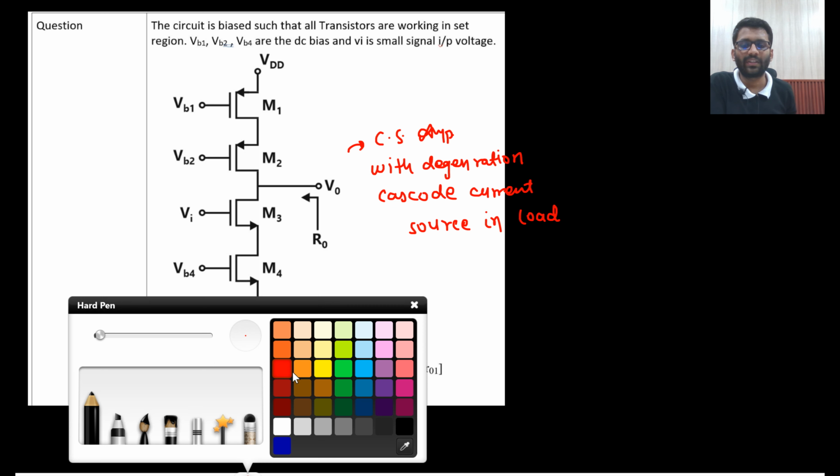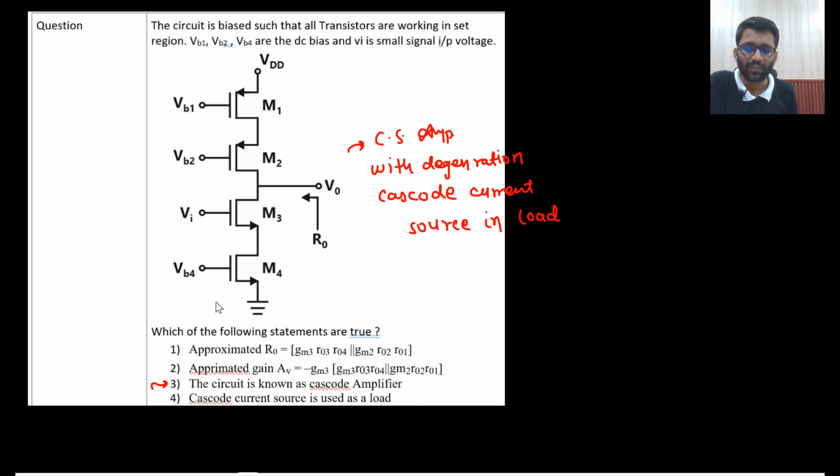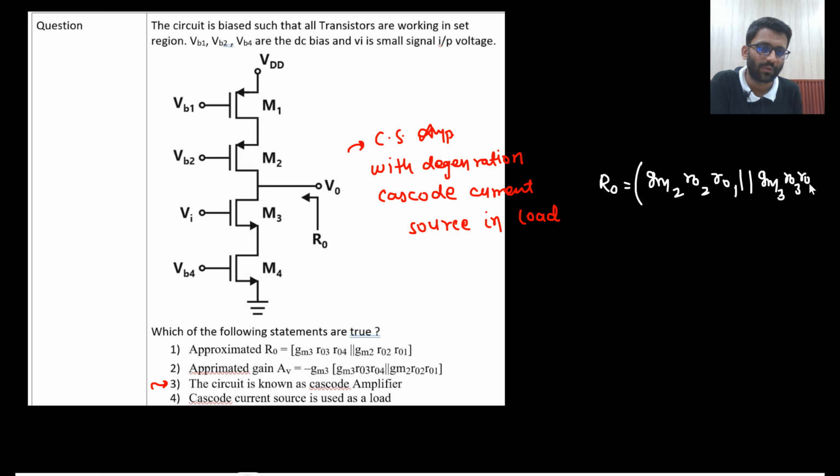Okay. So output resistance, you know, this is a very standard circuit. So this will be replaced with R0 only. What will be the output resistance? So this will be replaced with RO1. So output resistance will be GM2 RO2 RO1 parallel to, this will be replaced with RO4. So GM3 RO3 RO4. Right? Very standard circuit it is.